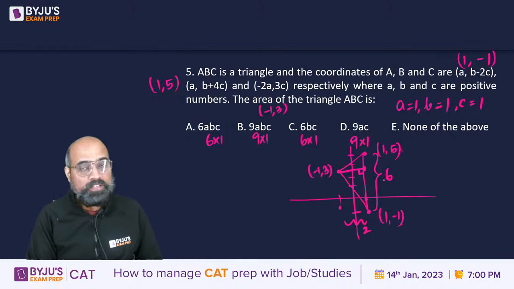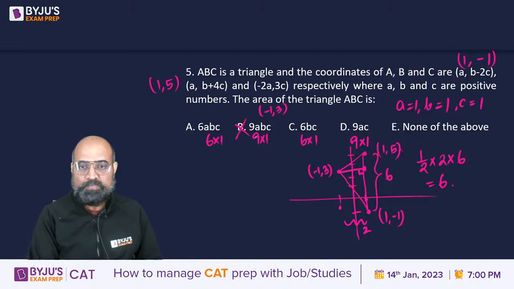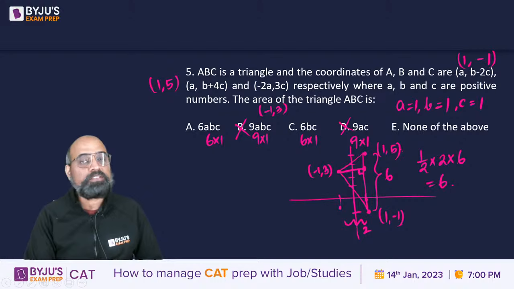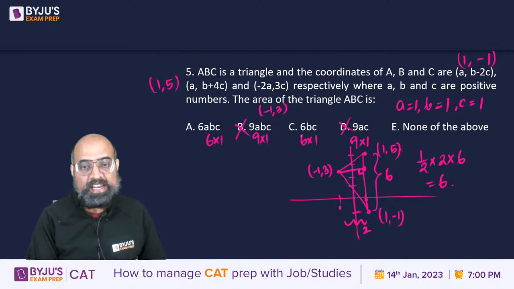Right? Minus 1 to 1. So the area of this triangle is going to be half into 2 into 6, right? So this is going to give me 6. This is going to tell me that B and D is not going to be the answer. So it's going to be among A and C.